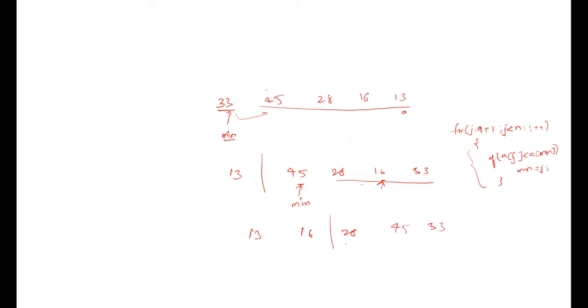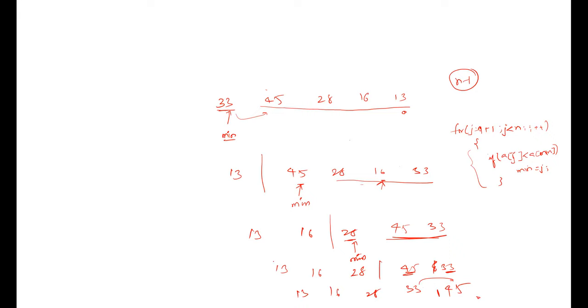Next I check whether this element is the minimum among these elements. There is no smaller element than this, so I let it be and do not swap. Next, for 28, 45, and 33, I check for the minimum element. Yes, 33 is the minimum. So 13, 16, 28, 33, and 45. I replace this. Up to here only, I won't go further, so the swapping iteration runs up to n minus 1 only.